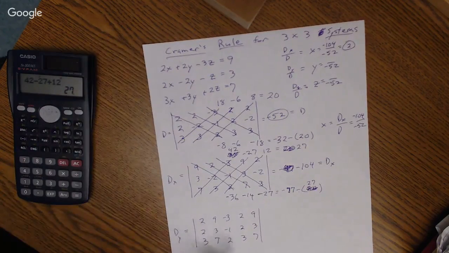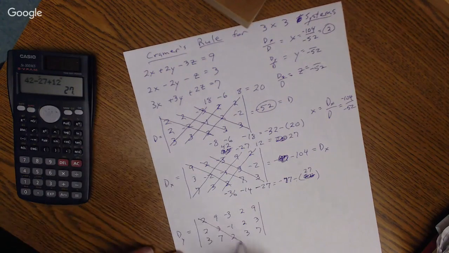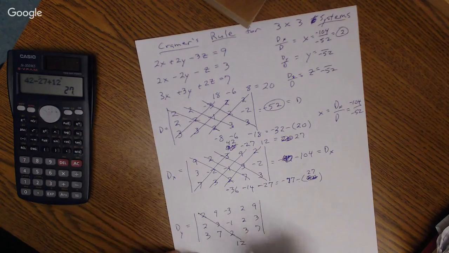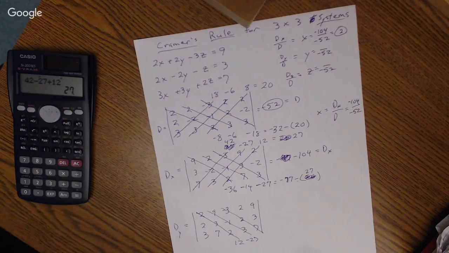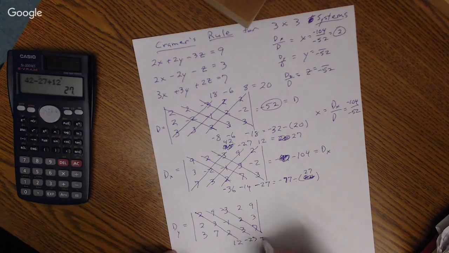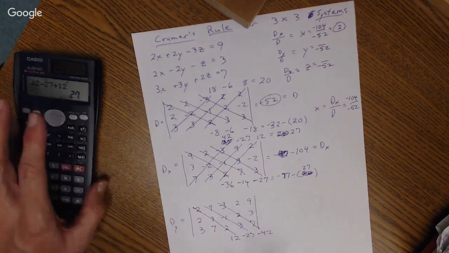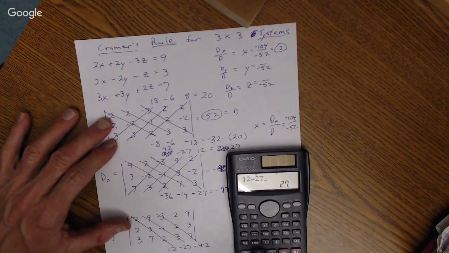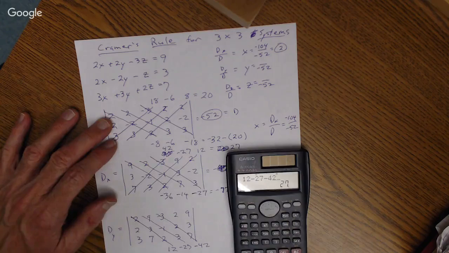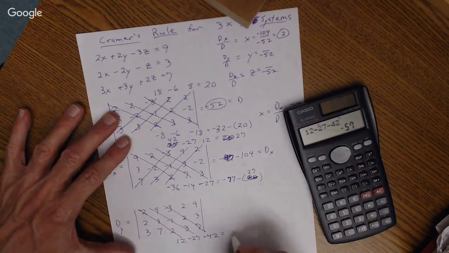And now we're going to find down diagonals minus up diagonals. So here we go again. So this is 12. This is negative 27. That is going to be 6 times 7. That's going to be negative 42. So 12, take away 27, minus 27, minus 42. It's going to be negative 57.